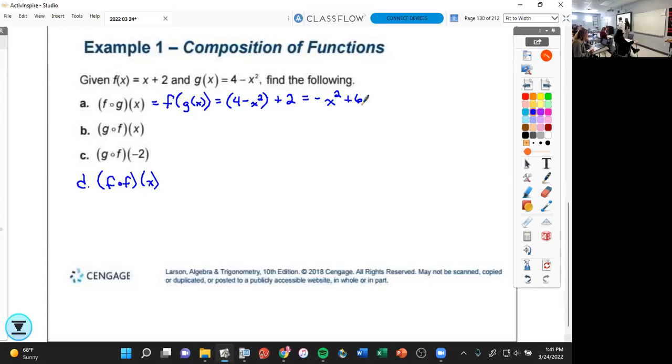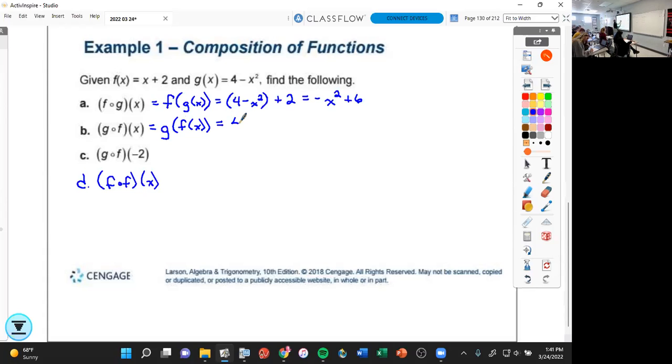Okay. Part B, g of f of x. What am I going to do? Take the g function. Which means take the g function, and anywhere you see an x, change it to whatever f of x is. So the g function is 4 minus x squared.